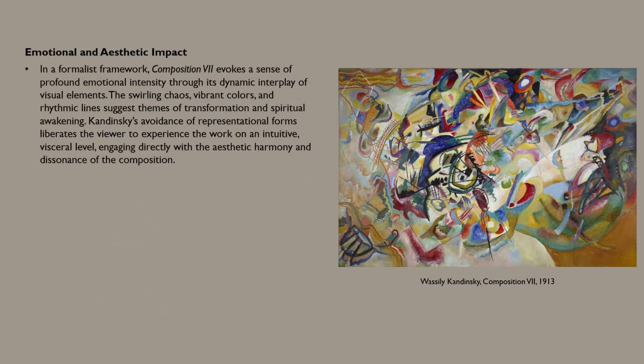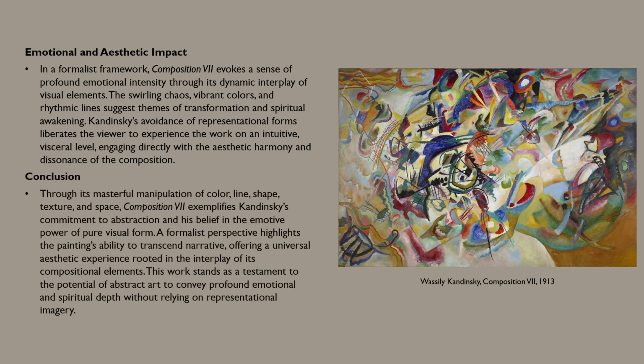Emotional and aesthetic impact. In a formalist framework, Composition 7 evokes a sense of profound emotional intensity through its dynamic interplay of visual elements. The swirling chaos, vibrant colors, and rhythmic lines suggest themes of transformation and spiritual awakening. Kandinsky's avoidance of representational forms liberates the viewer to experience the work on an intuitive, visceral level, engaging directly with the aesthetic harmony and dissonance of the composition.